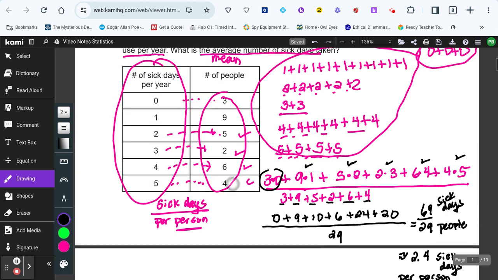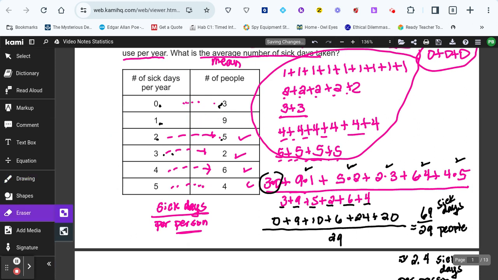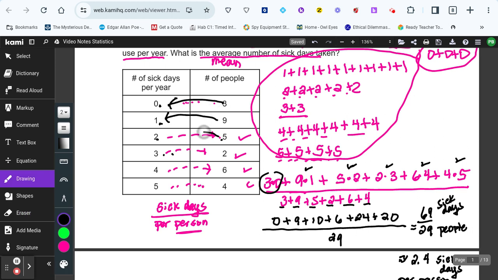Now, when you get this table and the numbers keep repeating multiple times, like 0 repeated 3 times, 1 repeated 9, 2 repeated 5, instead of trying to count these numbers up one by one like this up here, just multiply. All you have to do is multiply 3 times 0, 9 times 1, 5 times 2, 2 times 3, 6 times 4, and 4 times 5. Add those all up after you multiply and then divide by the total number of people. Again, it's sick days per person.